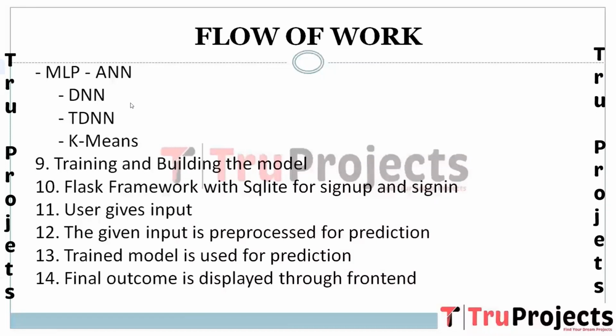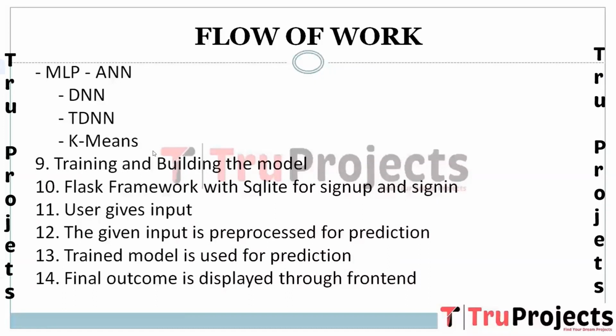Next here we have DNN, which stands for Deep Neural Network. It is a specific type of artificial neural network with multiple hidden layers between the input and output layers. It's capable of learning complex patterns and is used in deep learning for tasks like image recognition and natural language processing. Next here we have TDNN, which stands for Time Delay Neural Network. It is a neural network architecture designed for processing sequential data such as audio or speech. It incorporates time-delayed connections between neurons to capture temporal dependencies in the data.